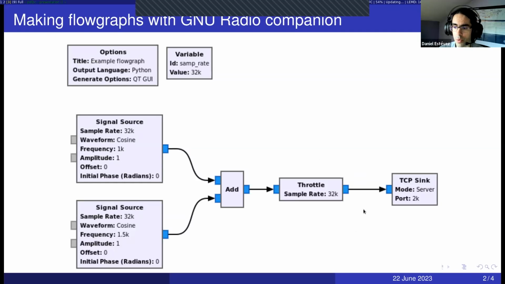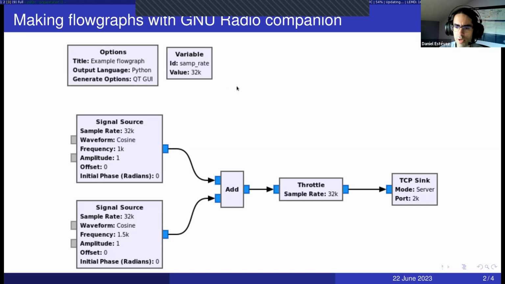We have this throttle block. So what the throttle block does is to limit the rate at which samples are flowing through it. If this throttle block were not present, then samples would flow as fast as your computer is able to keep up. So basically, you would have something that is producing samples very, very fast, and you would have 100% CPU usage on your machine. And that's probably bad because it generates a lot of heat if you're using a laptop, etc.